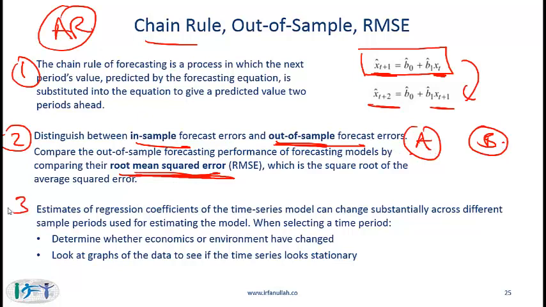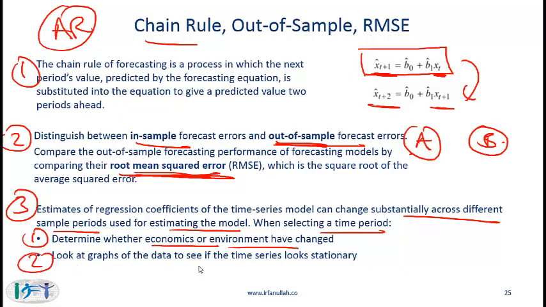And then the third point, estimates of regression coefficients of time series models can change substantially across different sample periods used for estimating the model. When selecting a time period, first determine whether economics or the environment have changed, and second, look at graphs of the data to see if the time series looks stationary. If it does not, then you have an issue.